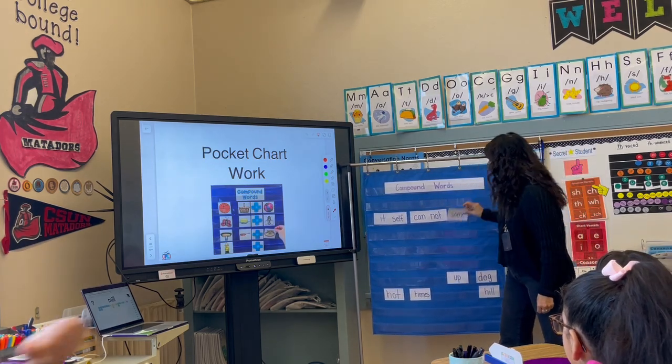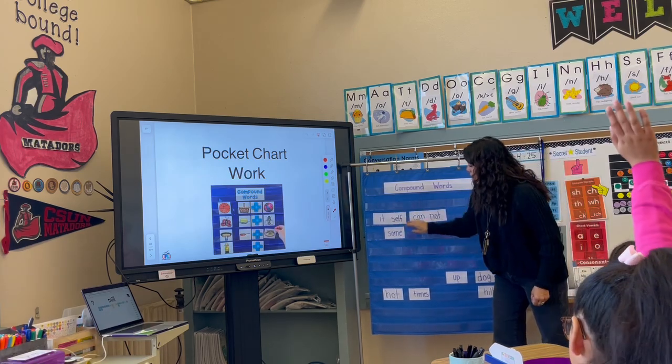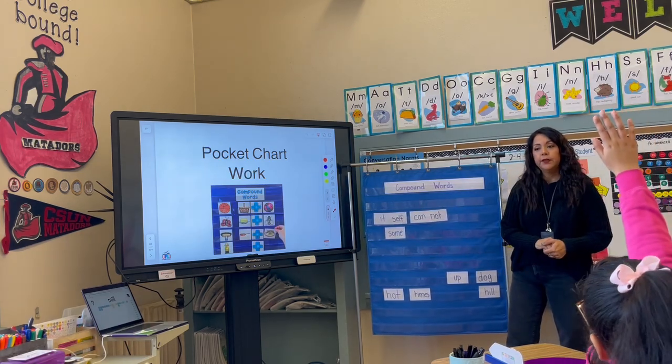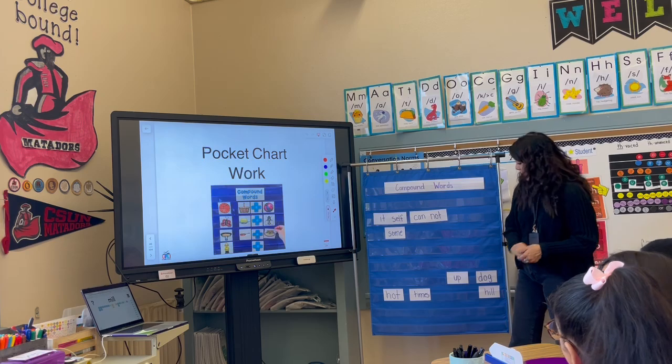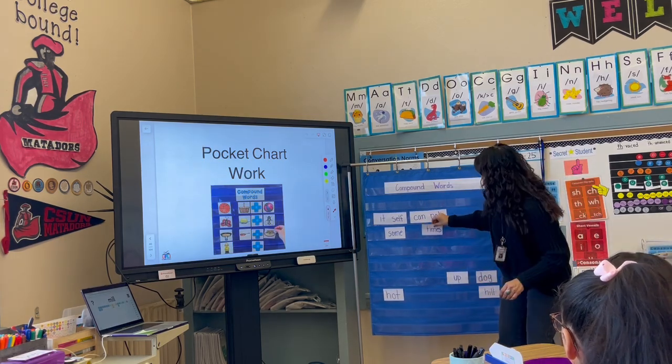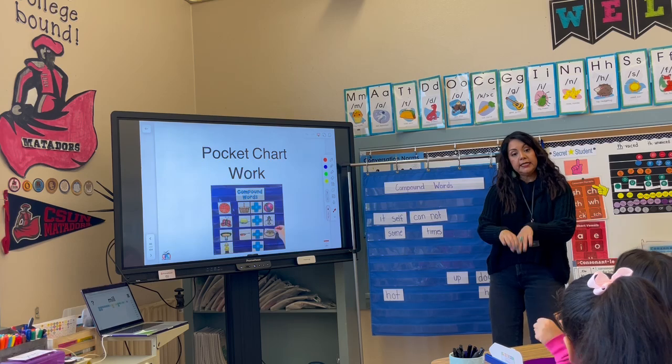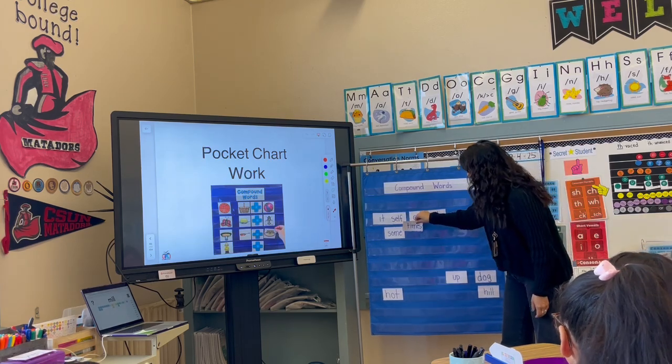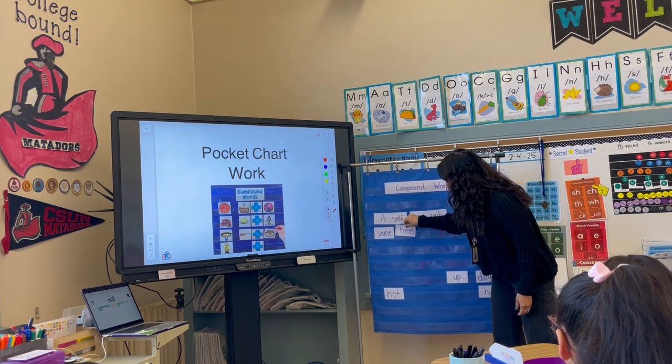Let's try another one. What if I take the word some? I'll put it over here. Which word would I join it with? Yes. Excellent. Some is a word. Times is a word. Put it together. Sometimes. Okay, so now we made another compound word.